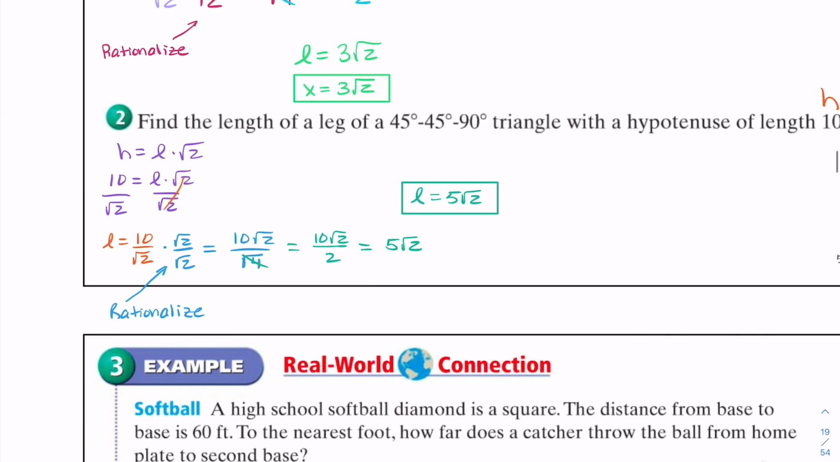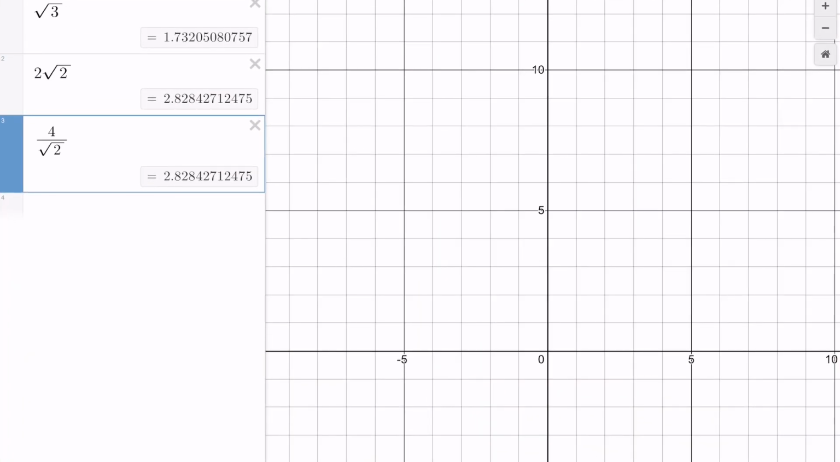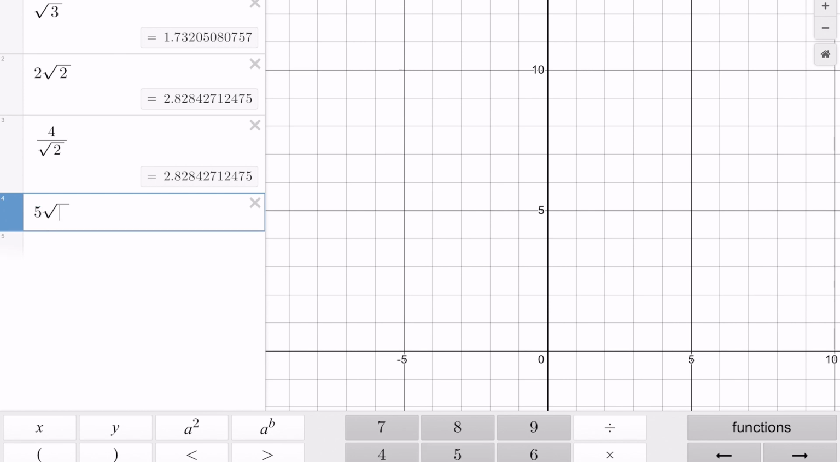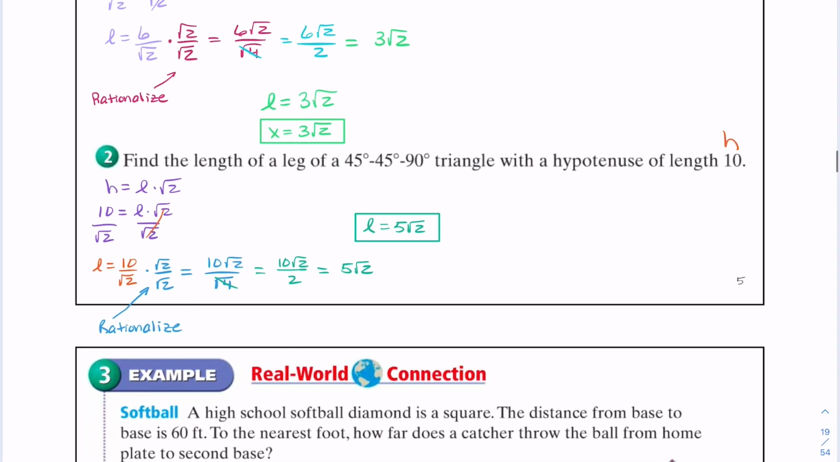It makes sense too. 5 square roots of 2 is less than 10, right? 5 square roots of 2 is 7.07. All right.